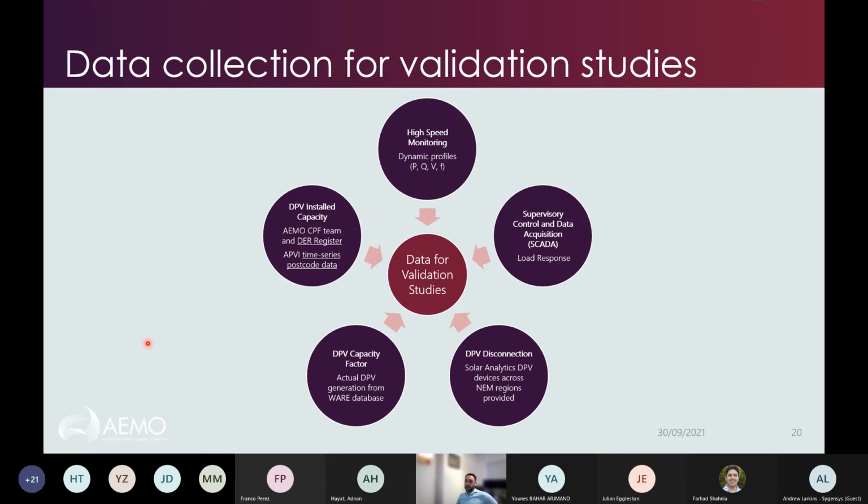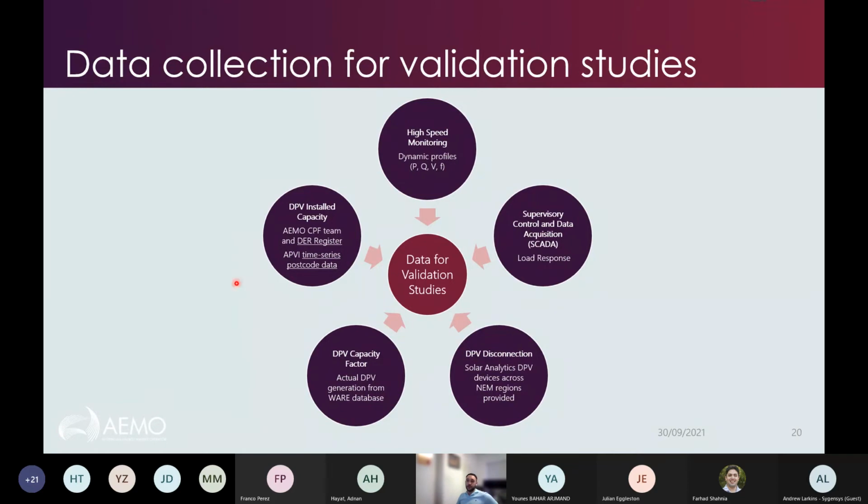Then we looked at the solar analytics data to get our DPV disconnection or curtailment estimates in the case of a frequency event for each of the NEM regions for a given disturbance. We looked at DPV capacity factors. That comes from our NEO or WARE database, which some NSPs may have access to as well. Essentially, we might have, say, 1.5 gig of inverters in South Australia, and of that 1.5 for a particular disturbance day and time, half of them, so 750 meg, was operating at the time of the event. So that's where the DPV capacity factor comes in.